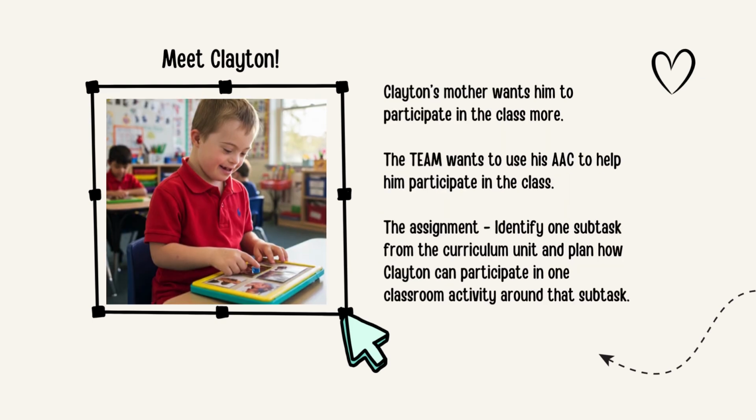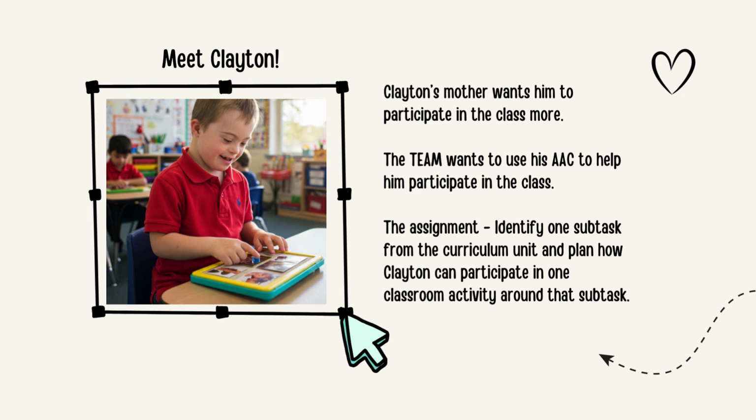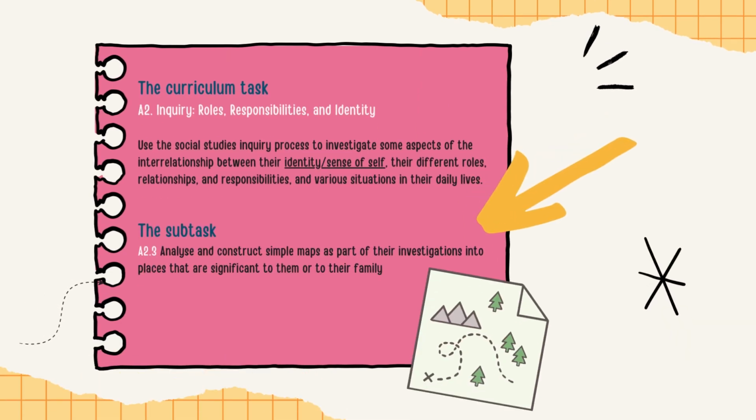Clayton's mother wants him to participate in the class more and the team wants to use his AAC to help him participate in the class. The assignment: identify one subtask from the curriculum unit and plan how Clayton can participate in one classroom activity around that subtask. The curriculum subtask chosen was 2.3, to analyze and construct simple maps as part of their investigations into places that are significant to them or to their family.